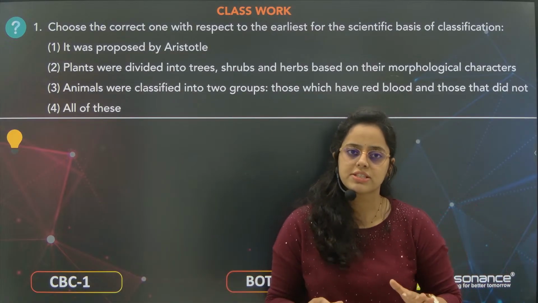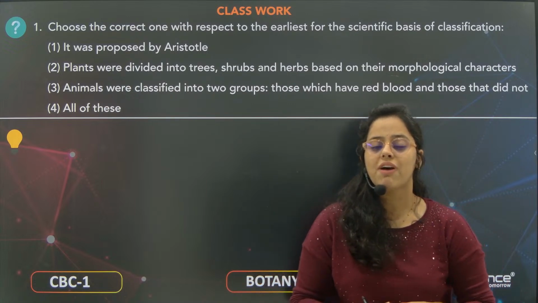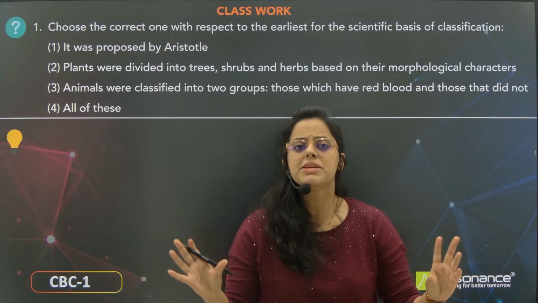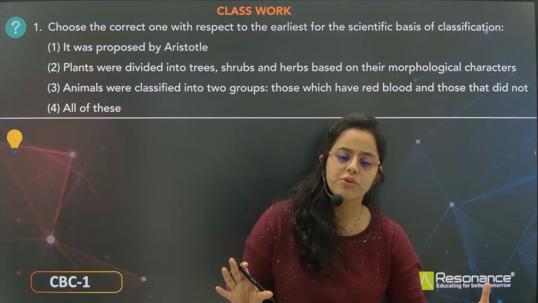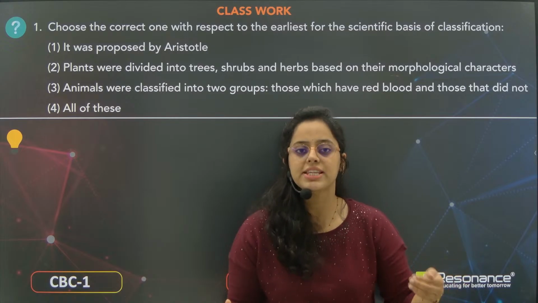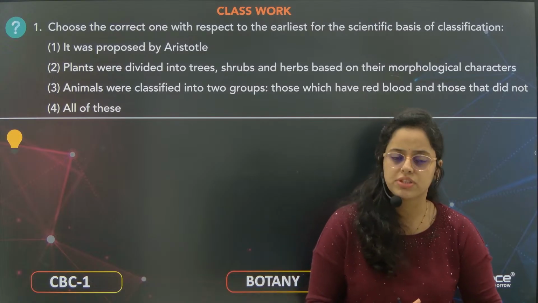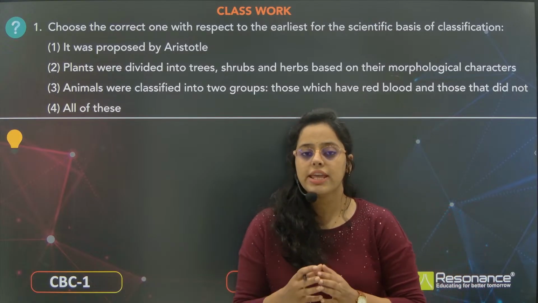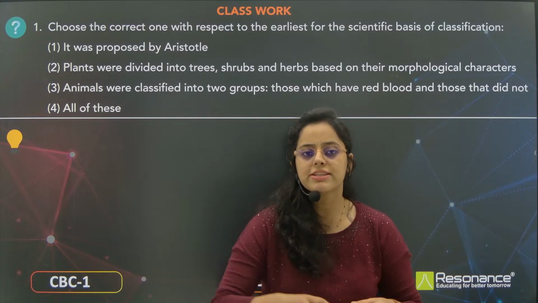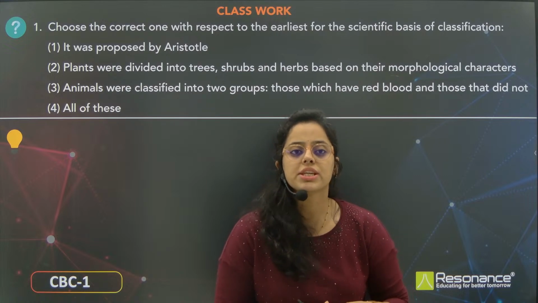So as I have discussed, the earliest classification was done by Aristotle. He divided animals and plants into two categories, plants and animals, on the basis of locomotion, right? The plants cannot move and animals can move. And plants were further divided into trees, shrubs and herbs according to the size or according to the nature of the plants. And animals, they have red blood cells and without red blood cells. Red blood cell animals were vertebrates and animals without red blood cells were non-vertebrates. And the fourth option is all of this.